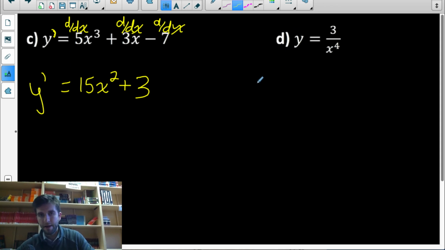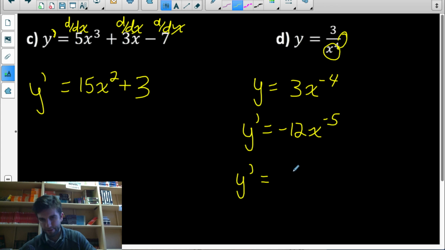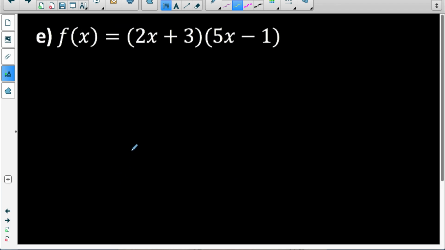How about part D? It would probably help if I rewrote this one by bringing this power up to the numerator. That way I can just use power rule instead of having to do quotient rule. So it becomes 3x to the negative 4. And now I can use power rule by multiplying the exponent by the coefficient, getting negative 12, and reducing the exponent by 1 becomes negative 5. And any final answer should not have a negative exponent in it. So bring that power back to the denominator, it changes the sign of the exponent, makes it x to the positive 5. Okay, that's 4 derivatives done.